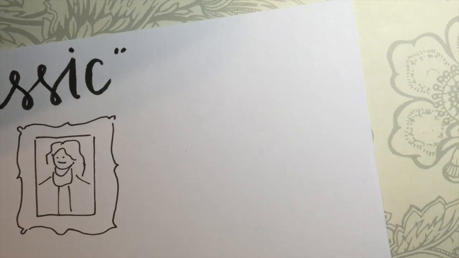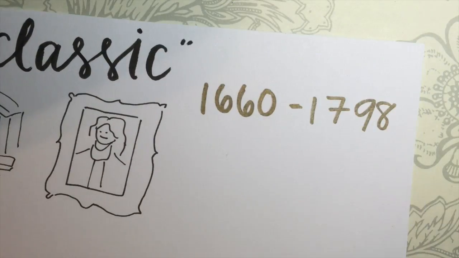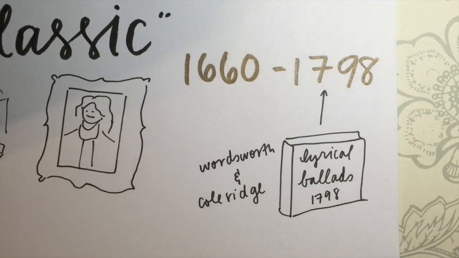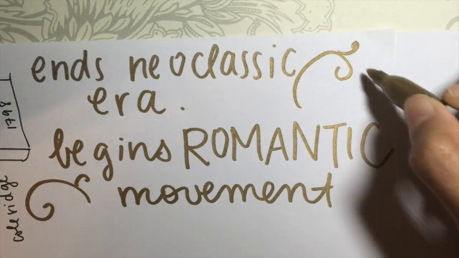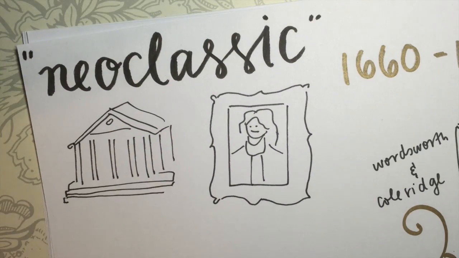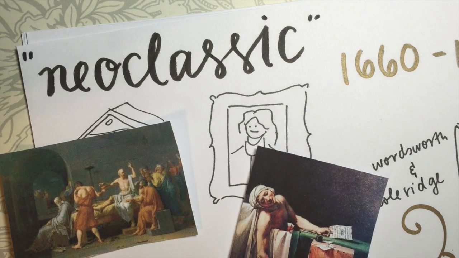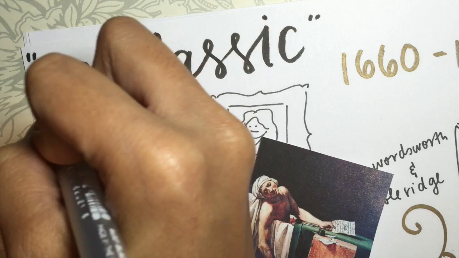Many historians get very specific and say that it spans from 1660 to 1798, the year William Wordsworth and Samuel Taylor Coleridge's book, Lyrical Ballads, was published, marking the beginning of the English Romantic movement in literature and ending the neoclassical era. Simply by glancing at a few of the artistic pieces of this time, you can see that people are really trying to bring back all classical themes, Roman and Greek, in a new way, hence the word neoclassic.